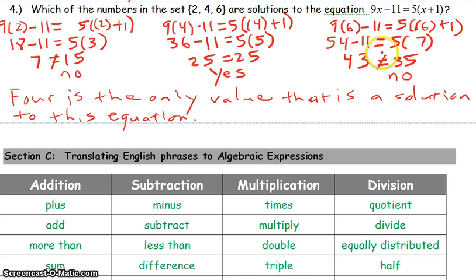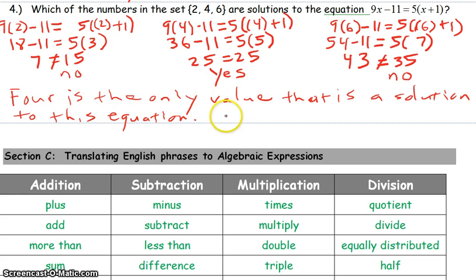Now, unlike this problem, you won't know if this third number works until you try it. You can obviously see that it says no, but you still should try it. Okay, so now we will substitute in 6 for x. So we have 9 times 6, which is 54. Bring down our minus 11. In this parenthesis, we substitute in 6 for x. 6 plus 1 is 7, and 5 times 7 is 35. 54 minus 11 is 43, and 43 does not equal 35, so your answer is no.